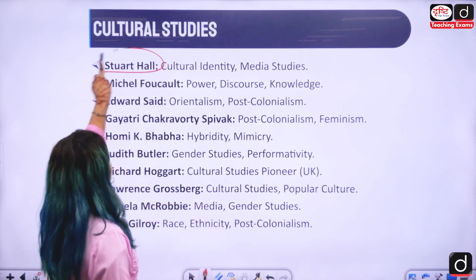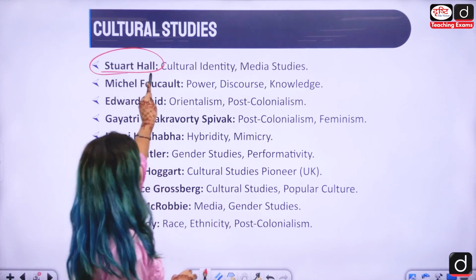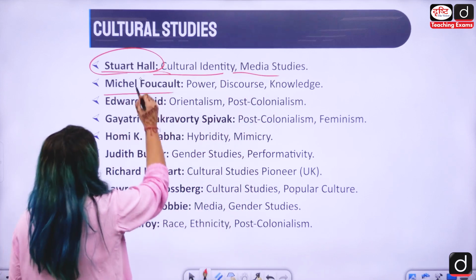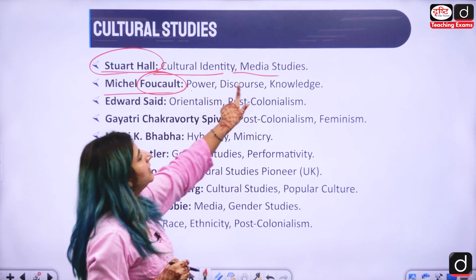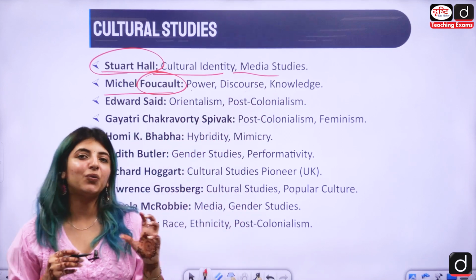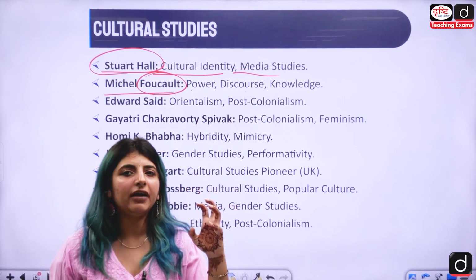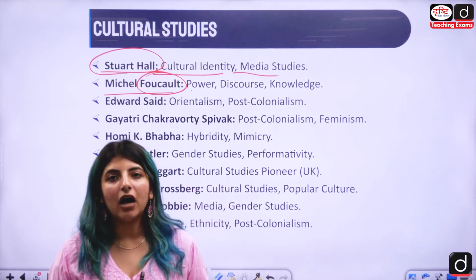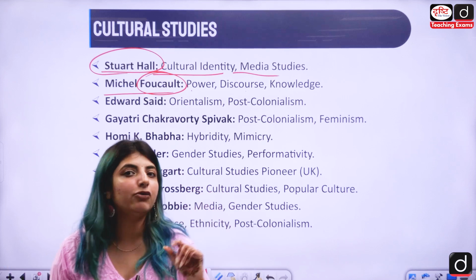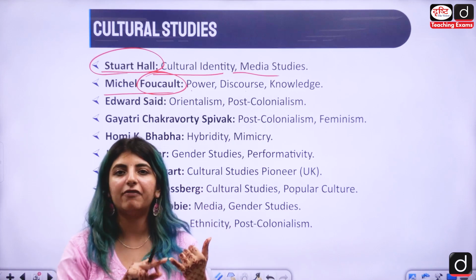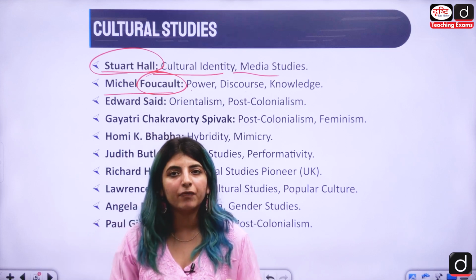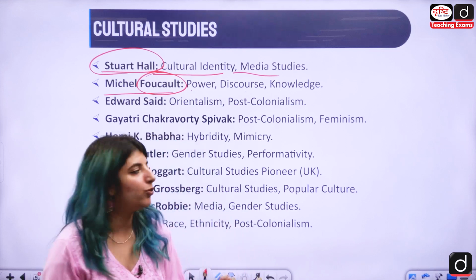So Stuart Hall, the major figure who is related to cultural identity, media studies. Michel Foucault, who talks about power, discourse, knowledge. How through knowledge, a person, how the hegemony is perpetuated, how the power is spread through the discourses, like we have written discourses, we have oral discourses as well. How can you spread your power through that?